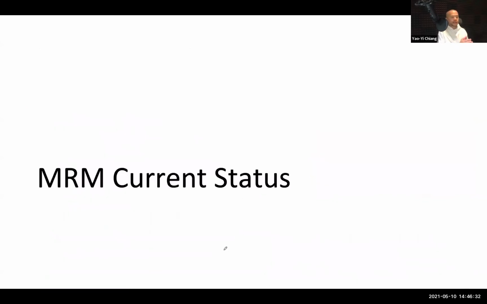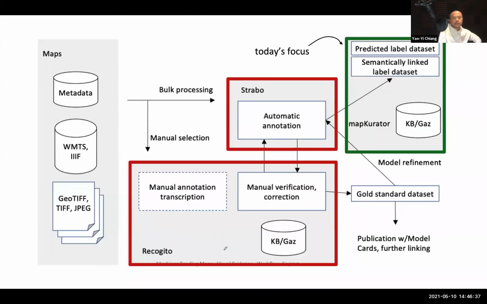All right, so what's the current status of our MRM or machine reading maps project? This is the overview of the entire project. On the left side, this is the input, and here this is the output. So let's look at the input. The input contains maps and their metadata. The maps can come from various sources, with various protocols to receive them, such as WMTS tiles or a IIIF service. And the map can be in GeoTIFF if it's already georeferenced, or if not georeferenced, it can be in TIFF, JPEG, or PNG.